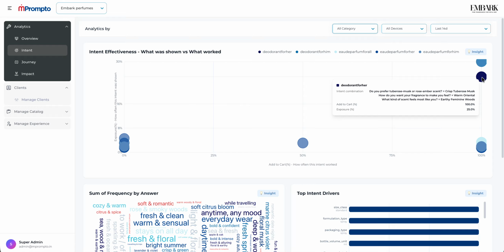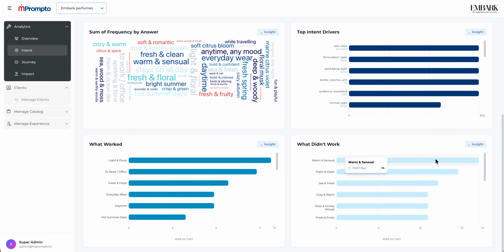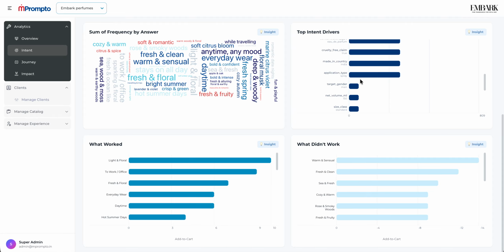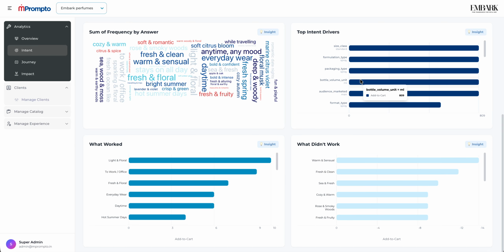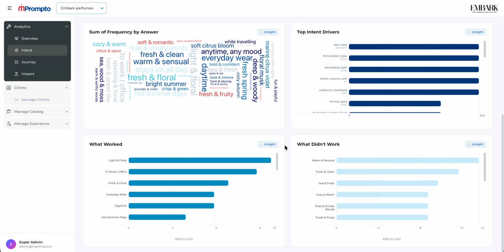So this is the kind of thing that people are actually looking for, which leads to higher add to cart, plus it has also high exposure rate. Then you come to know what are the answers that are given by people. It sets the tone as to what people are actually seeking. There are also these intent drivers, which are various different facets of a product, shown to a user, that these are the top things that lead to people buying. What worked? Again, we can see what are the things that people answered and added to cart, and what are the things that people said and didn't add to cart. So that is the intent side of things.